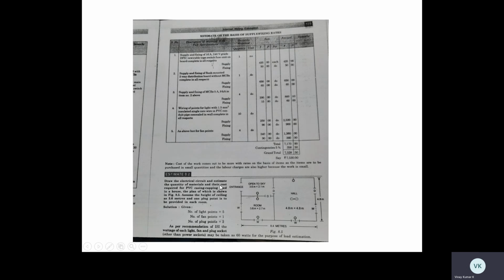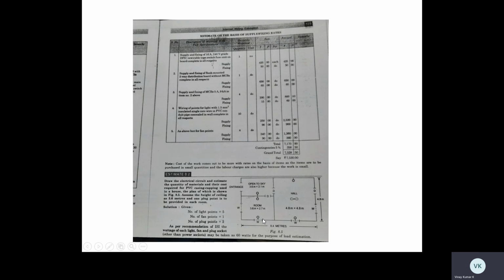Draw the electrical circuit and estimate the quantity of materials. You have to draw the wiring for this and calculate how many quantities of things we require. This is given already. The height of the ceiling is 3.6 meters. He has given the height of the cable. Just assume 3.6 meters. Normally in our homes also it's about 3.6 meters. Height of ceiling.